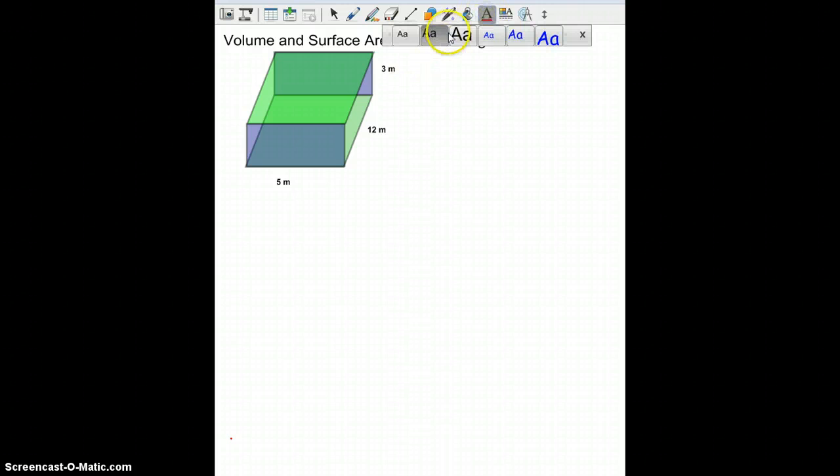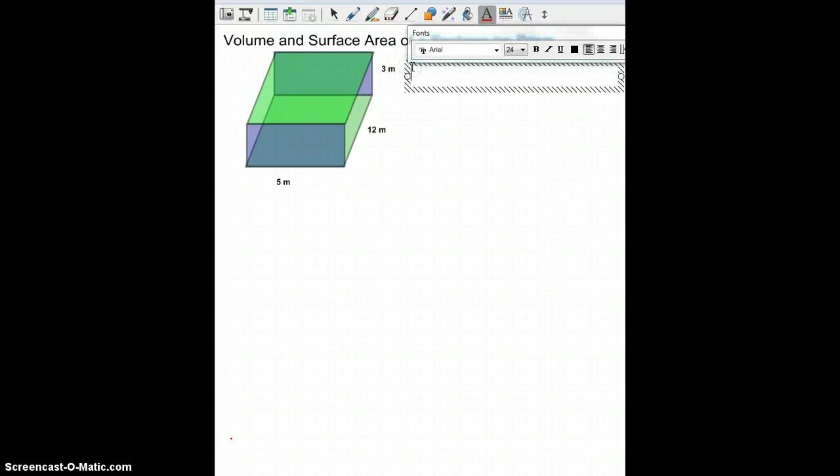Well, as you remember, our formula for volume is equal to, what is it now? It is length times width times height. And that is the formula. And once you remember that formula, all you have to do is basically plug in the values.